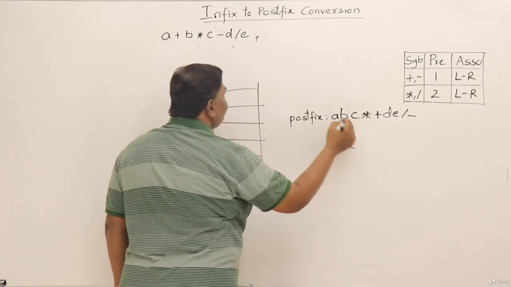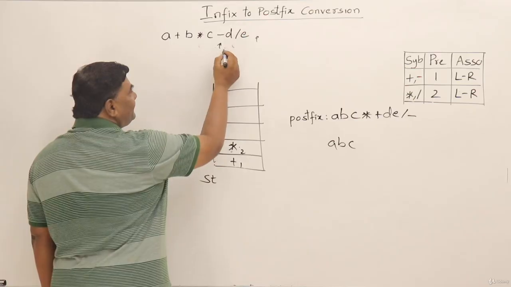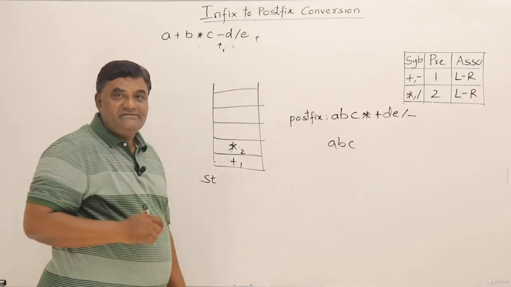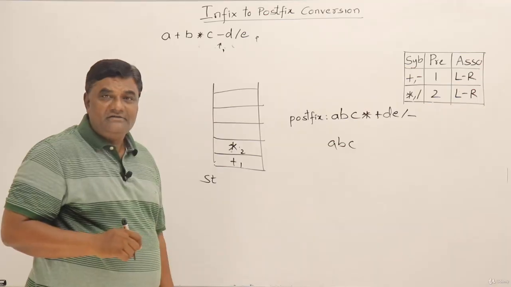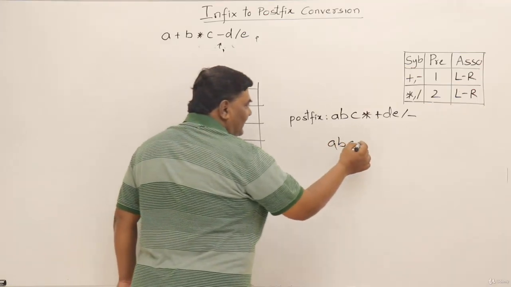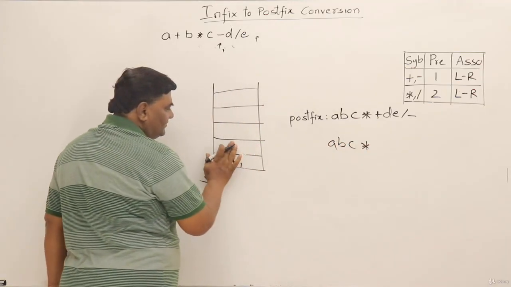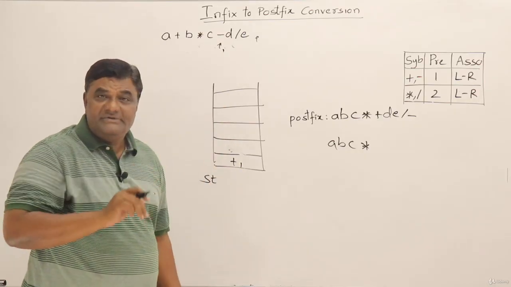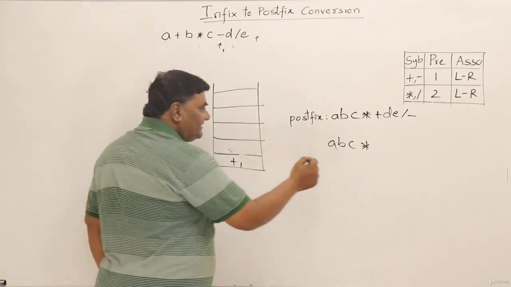C, send it to postfix. Minus, precedence is 1. The one inside the stack has greater precedence, so you cannot push that one here. Pop out this one. Asterisk goes out. Precedence is 1, precedence is 1. Even equal, it cannot be pushed. Pop out this one. Plus goes out.